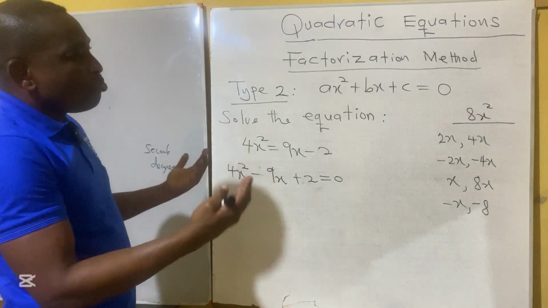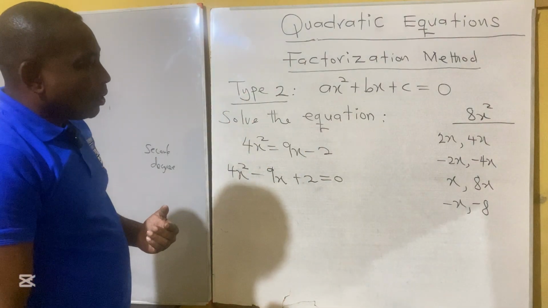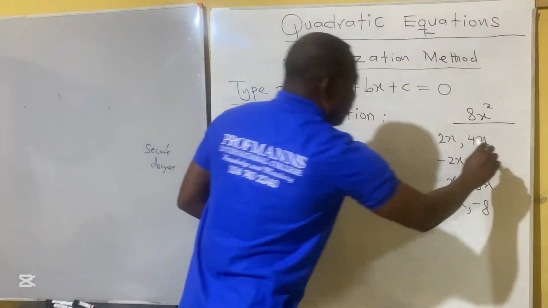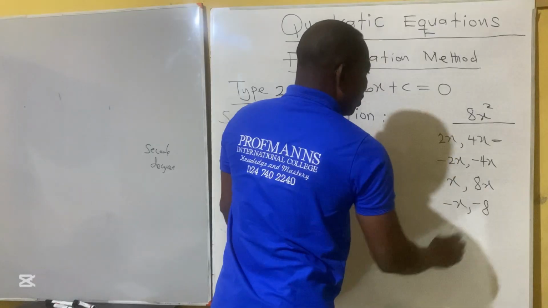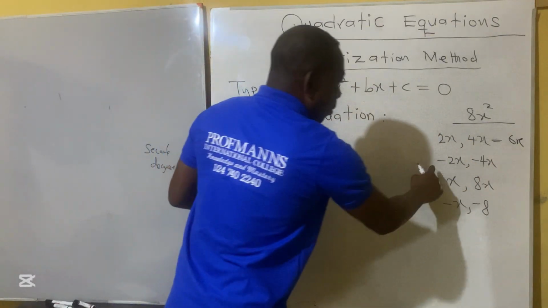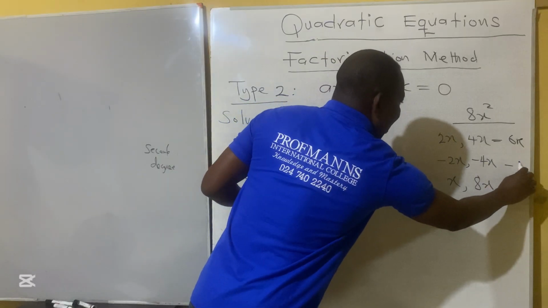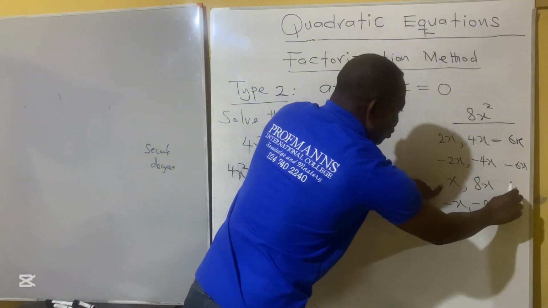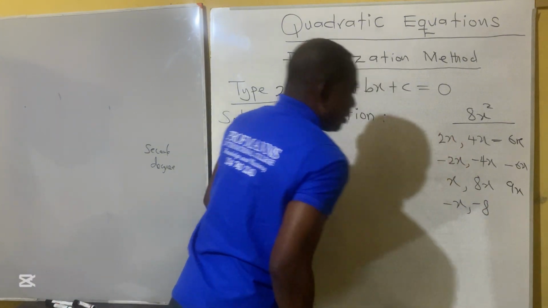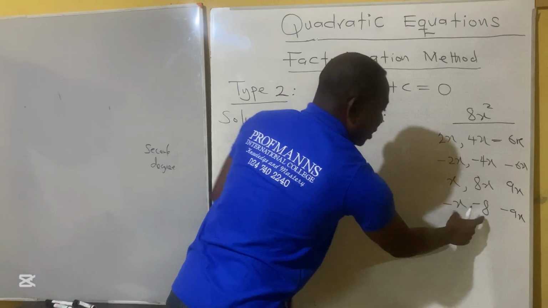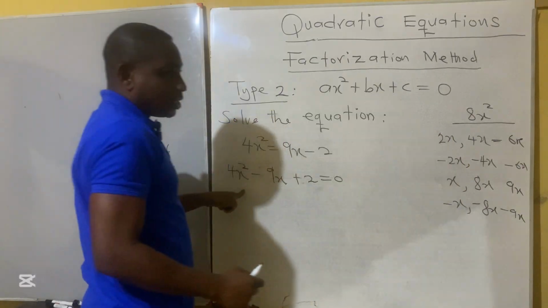So we have numerous factors of 8x squared. This is one of the factors, but when we simplify this, it is going to give us 6x, and that is not right. When we simplify this, it's going to give us minus 6x. No. When we simplify this, it's going to give us 9x. But when we simplify this, it's going to give us minus 9x. So this pair of factors satisfies this.